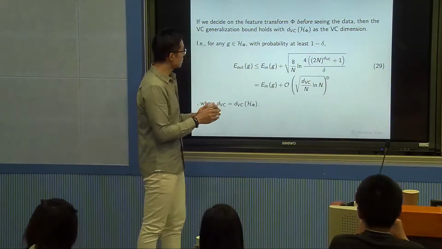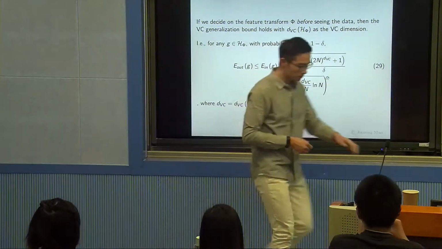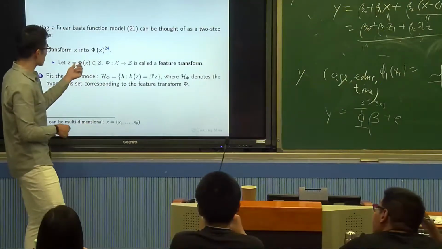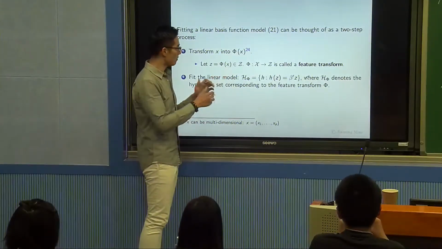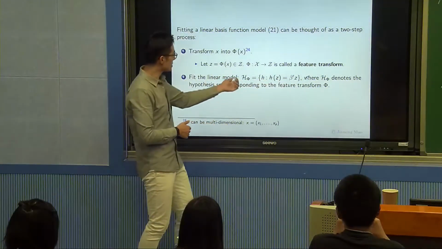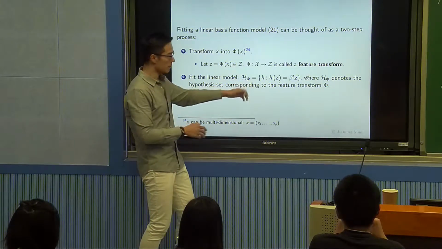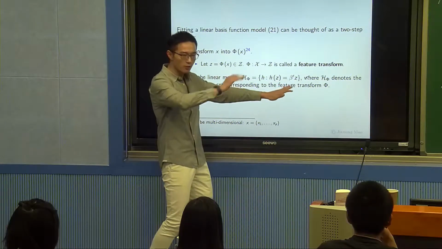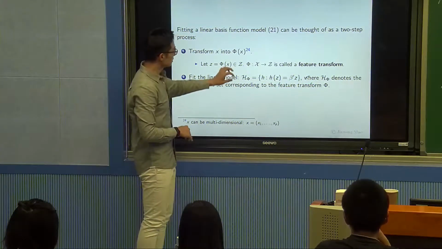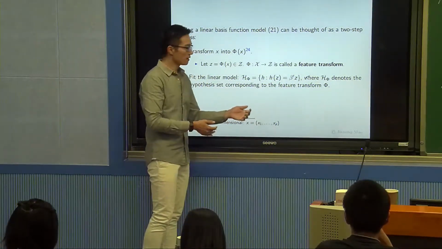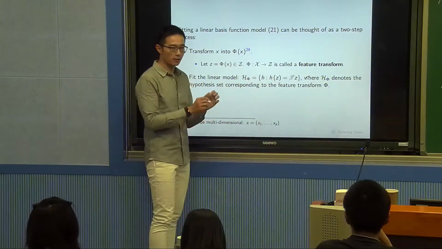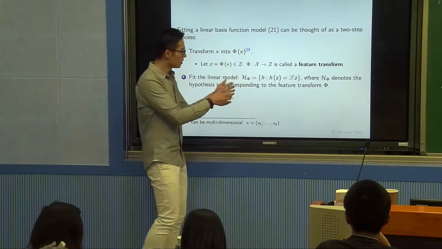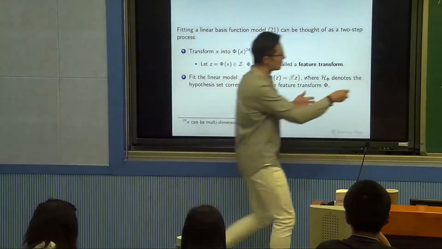The ideal is, once we transform from x to this phi, our model becomes this h phi, in which every hypothesis is beta z. It's this linear hypothesis, but this z is already transformed. Now, for this model, I can calculate its VC dimension. And this VC dimension is going to be different from the original VC dimension of beta x.